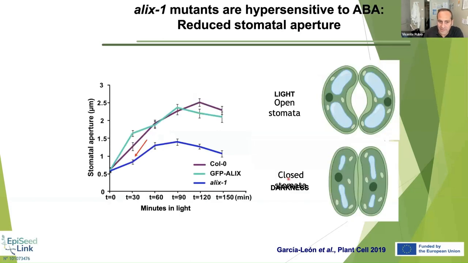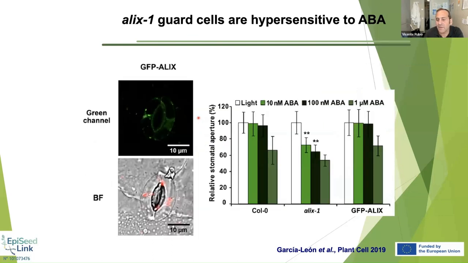So we measured the aperture of the stomata using the microscope. As you can see here, they are pretty closed compared to the controls, the wild type and the complemented line. And they are pretty sensitive to ABA. We added different concentrations of ABA, and just by adding 10 nanomolar ABA, there is a very significant closure of the stomata in our mutants compared to the control or the complemented line. So the guard cells, the cells that form the stomata, are very sensitive to ABA, and they close quickly in the presence of this hormone.